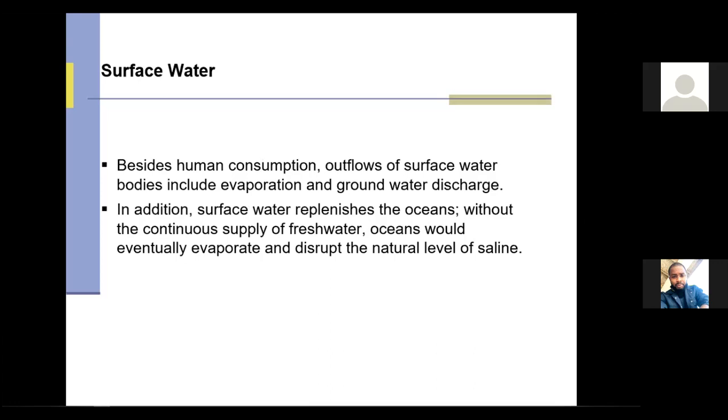Surface water replenishes the oceans, and we need that continuous supply of fresh water. It keeps the oceans alive. We need that natural level of saline, and it moves in this cycle. It's really, really important.